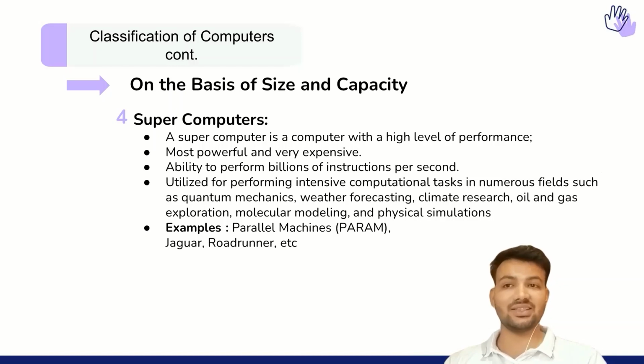It is basically the highest level of performance, or they are the most powerful, and at the same time they are very expensive. They have the ability to perform billions of instructions per second, and they are utilized for performing intensive computational tasks in numerous fields such as quantum mechanics, weather forecasting, climate research, oil and gas exploration, and molecular modeling and physical simulations. These are some of the major fields जहाँ पे हम सुपर कंप्यूटर्स को यूज करते हैं। अब एग्जाम्पल के लिए पैरेलल मशीन्स, पैरम या जैगवार और रोड रनर, these are some of the examples of supercomputers.